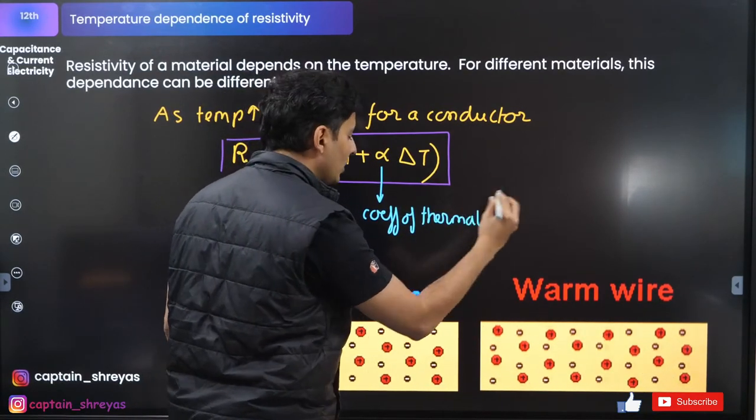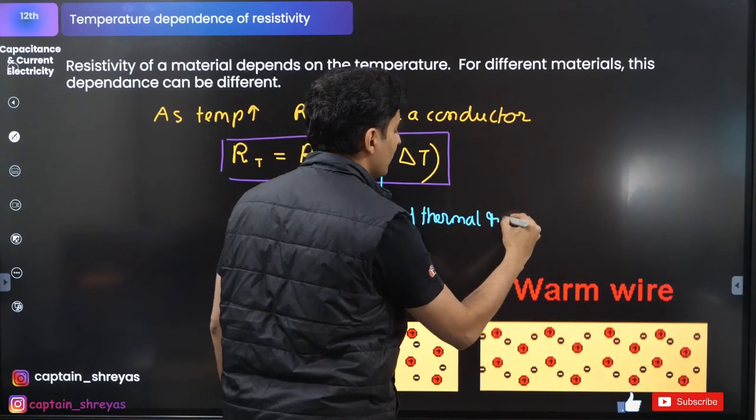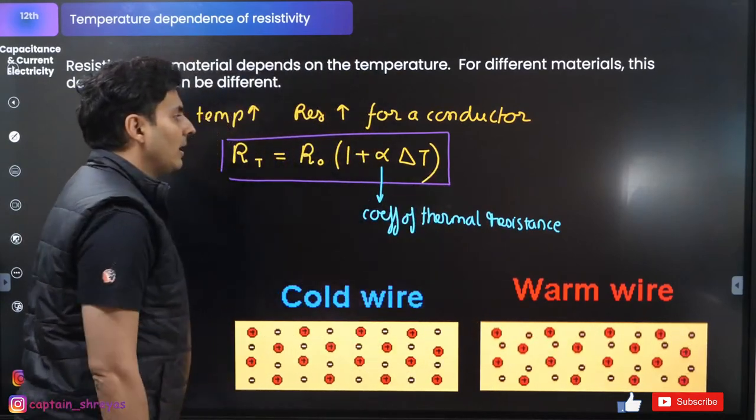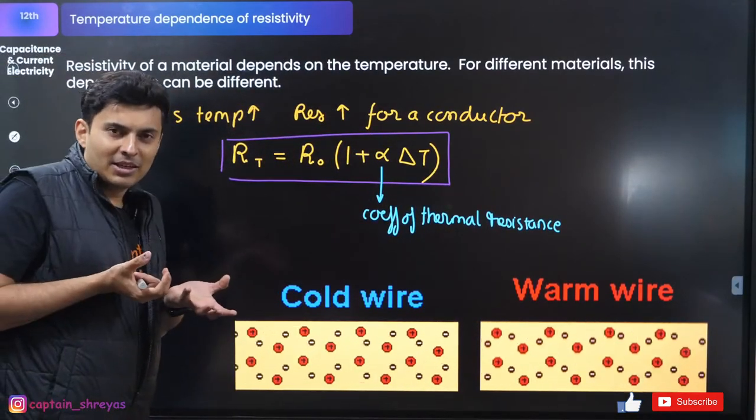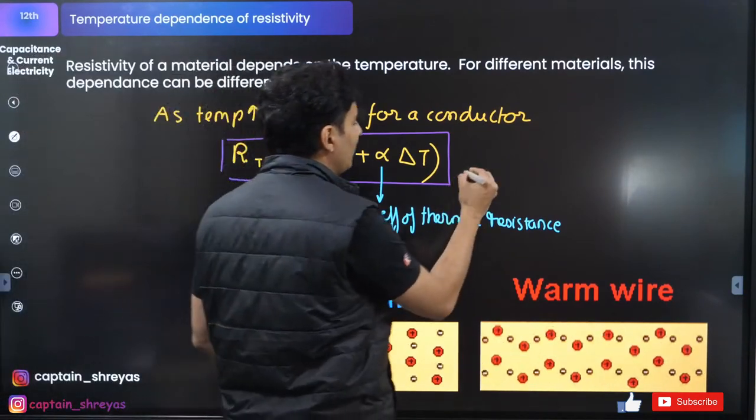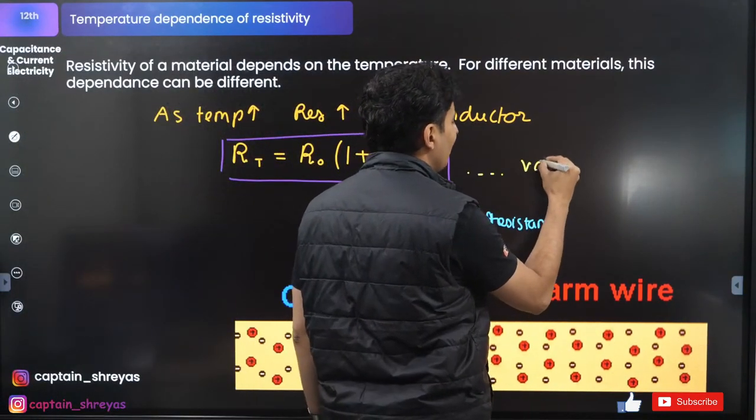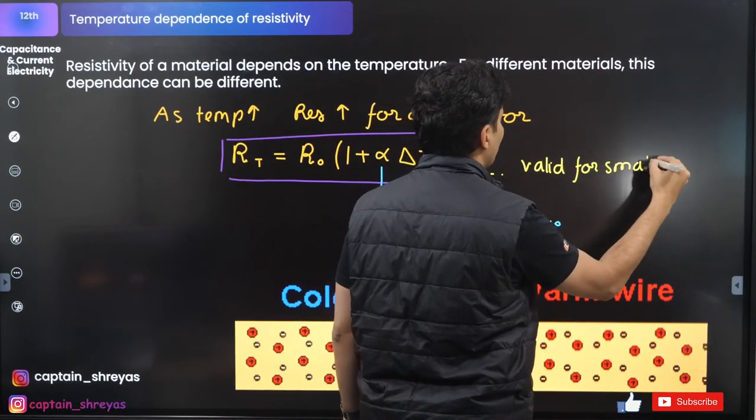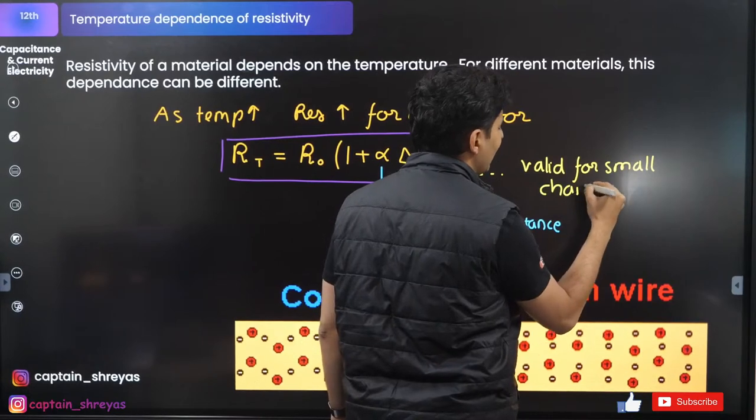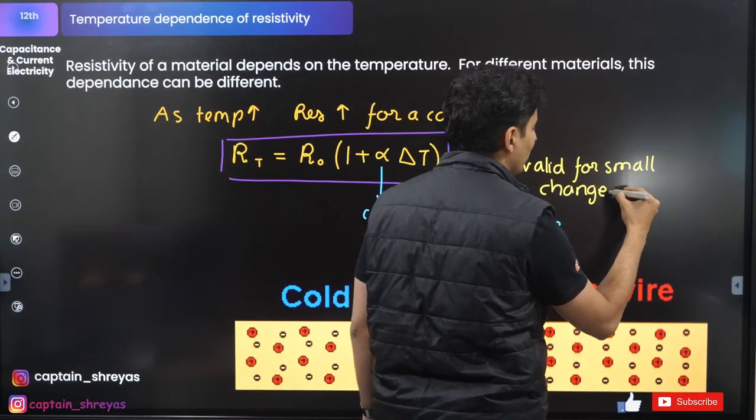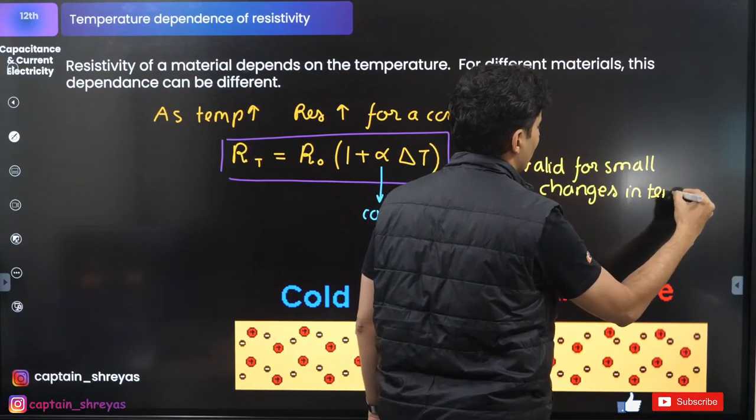It is generally given to you. So coefficient of thermal resistance. That's the formula. That's the meaning of alpha. So if alpha is given and how much the change is given, you can find the new resistance. Now please keep one more thing in mind. This is valid for small changes in temperature only. If it is very large, then the formula becomes non-linear.